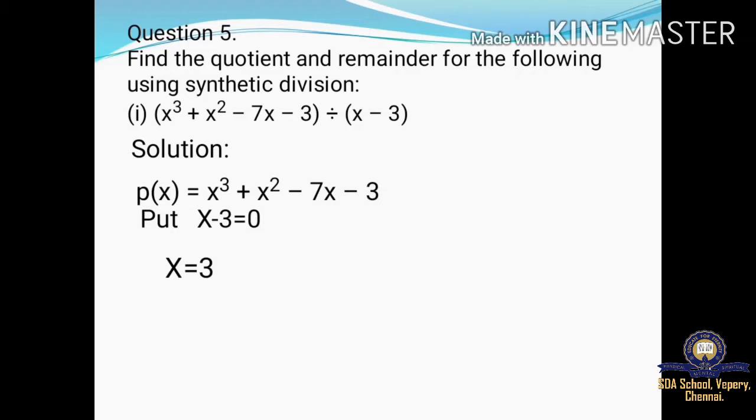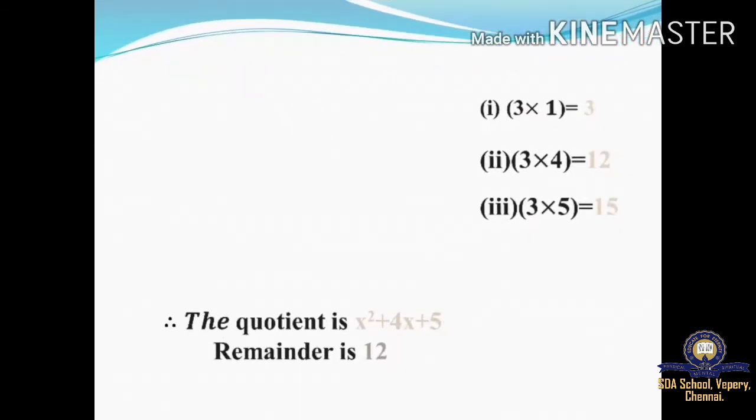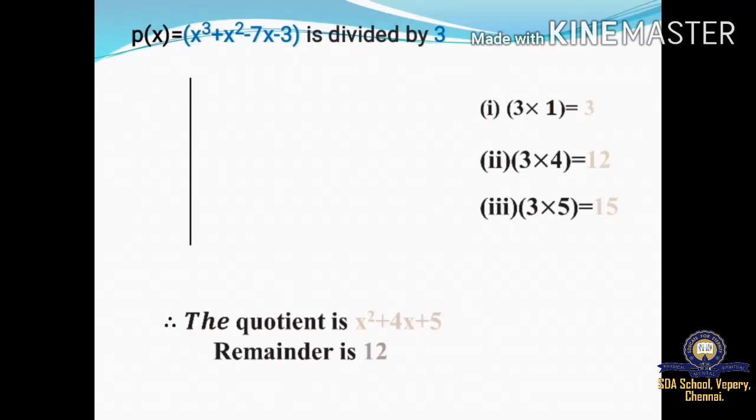Now what is my x equal to? If it goes to the other side, it will become plus 3. Got it, students? Now you have to divide this polynomial synthetically, by 3 it has to be divided. Now let us see how it is being done. First of all, you have to write what? Write the coefficients of the given polynomial.